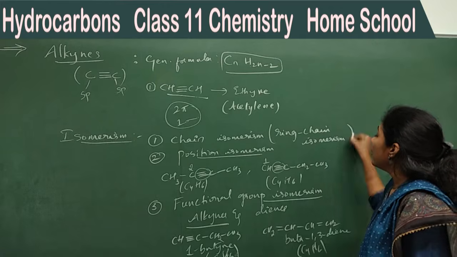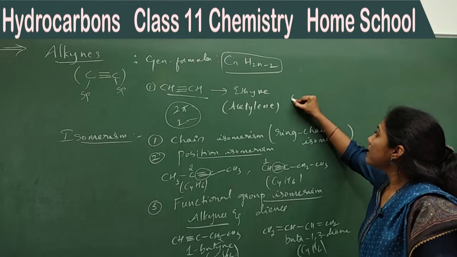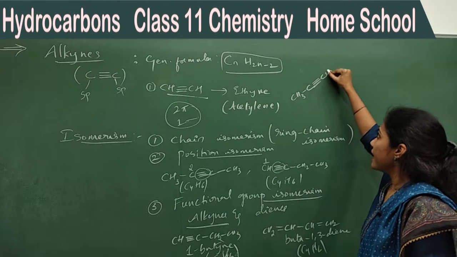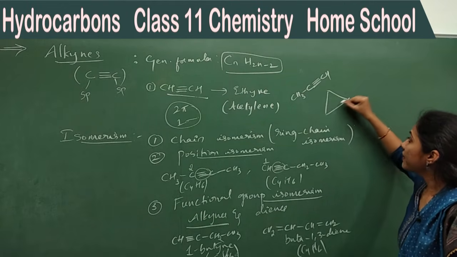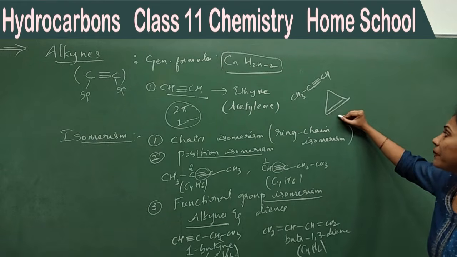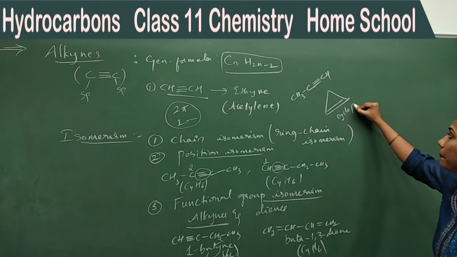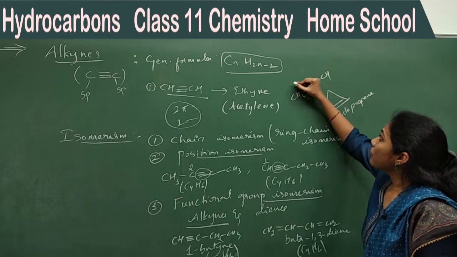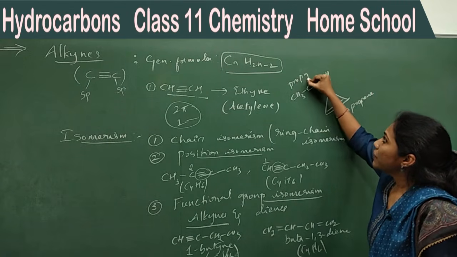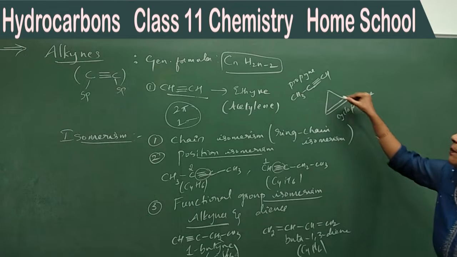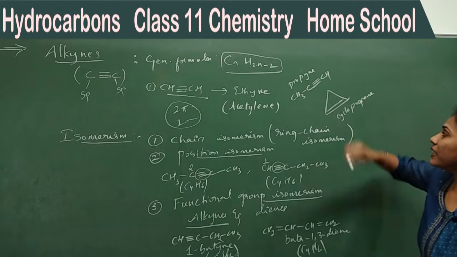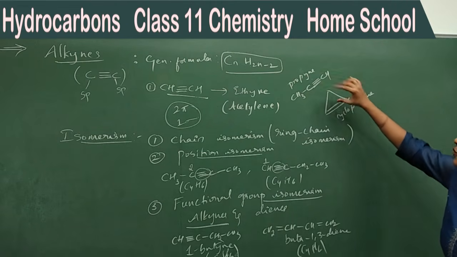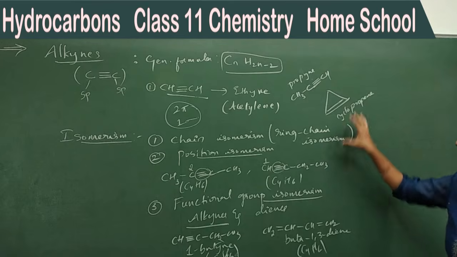Suppose I take an example like this: CH3C triple bond CH. And you look at this compound, it is cyclopropene, right? And this is, what is that? Propyne. So both of them have the same molecular formula, but definitely one is a chain and the other one is a ring, right?